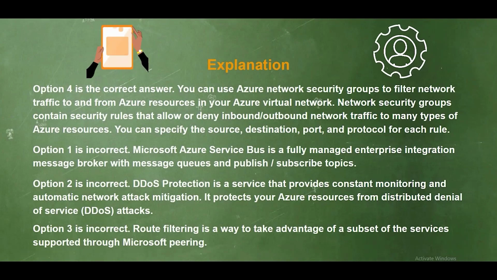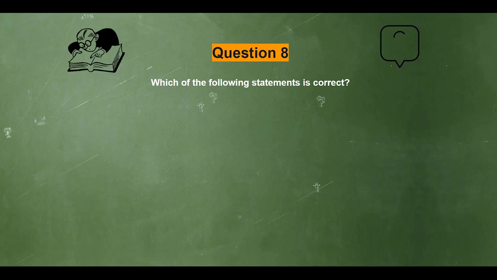Option 1 is incorrect. Microsoft Azure Service Bus is a fully managed enterprise integration message broker with message queues and publish or subscribe topics. Option 2 is incorrect. DDoS protection is a service that provides constant monitoring and automatic network attack mitigation. It protects your Azure resources from distributed denial of service attacks. Option 3 is incorrect. Route filtering is a way to take advantage of a subset of the services supported through Microsoft peering.